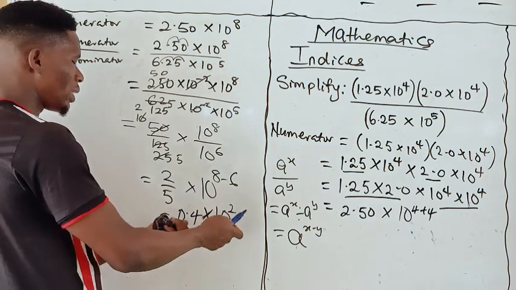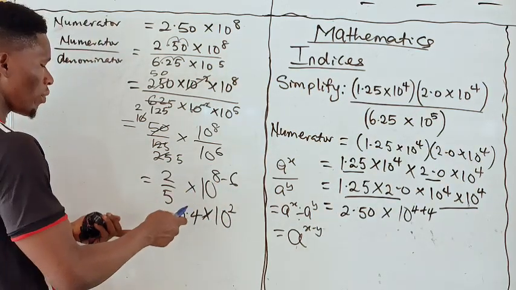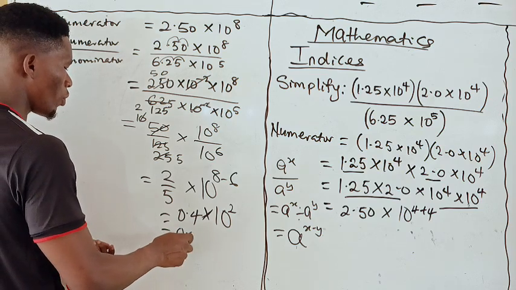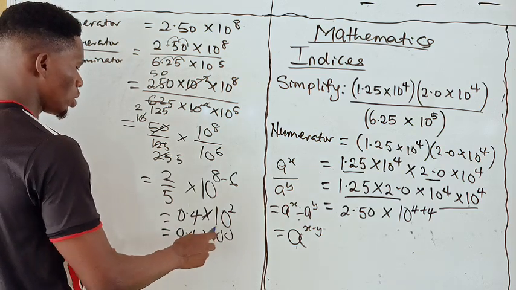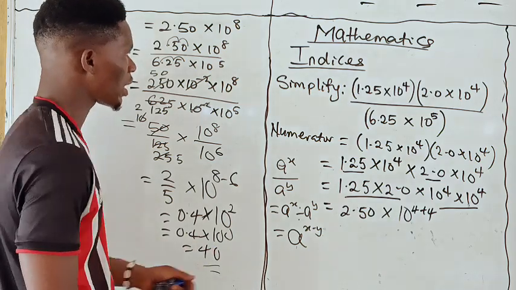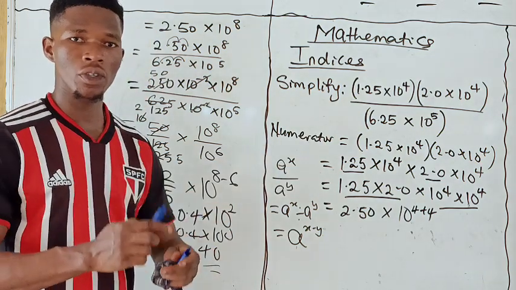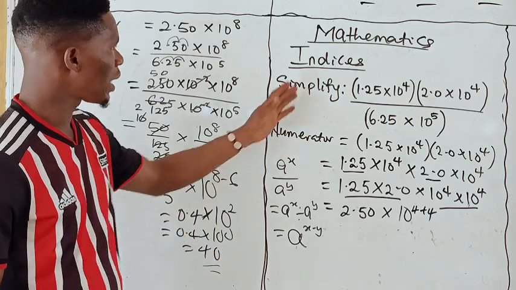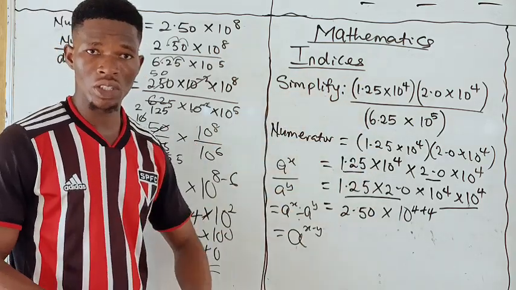So you can leave it like this or simplify it further. If you want to simplify it further, this will become 0.4 times 100, which is equals to 40. All right, so that means the final answer to this will equals to 40. So this is how to apply law of indices in solving questions like this.